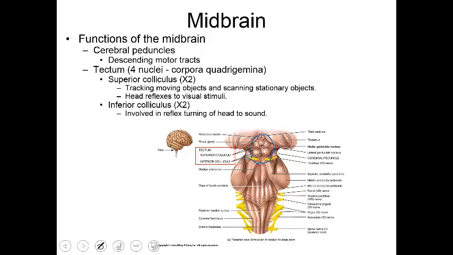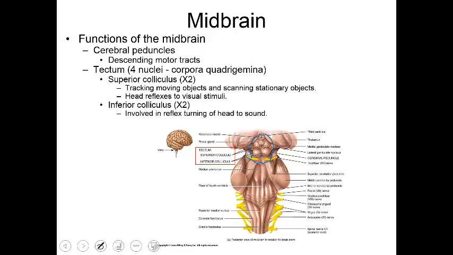Now the colliculi are centers for reflexes. Now the superior colliculi are responsible for head reflexes to visual stimuli. Now think about this. If you end up catching a movement from your peripheral vision, you tend to turn your head towards the movement. That is being stimulated by the superior colliculus. The inferior colliculus also turns the head, but instead of vision, it turns it to sound. So if you hear a sound, you tend to turn your head towards the sound. So that is stimulated by the inferior colliculi. So superior colliculi and inferior colliculi.